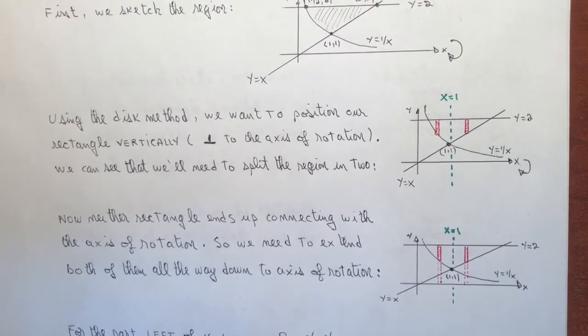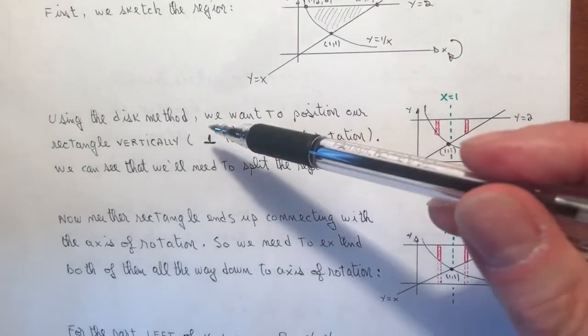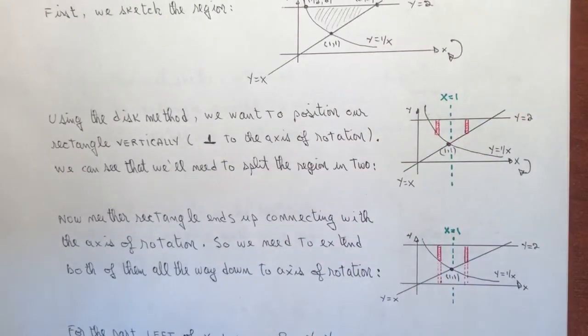So how do we position the little rectangle when we use the disk method? Well, it's got to be vertical because when we use the disk method, we are always positioning the rectangle so that it is perpendicular to the axis of rotation. This symbol means perpendicular, as you know. Okay.